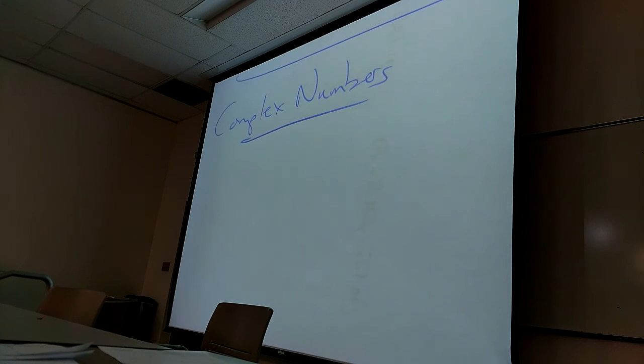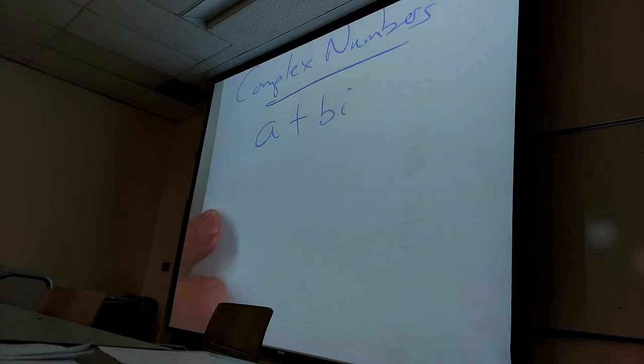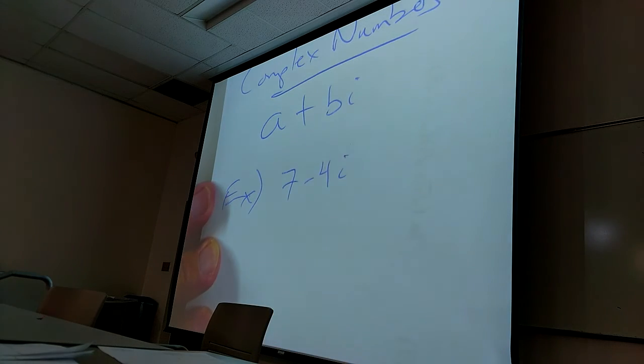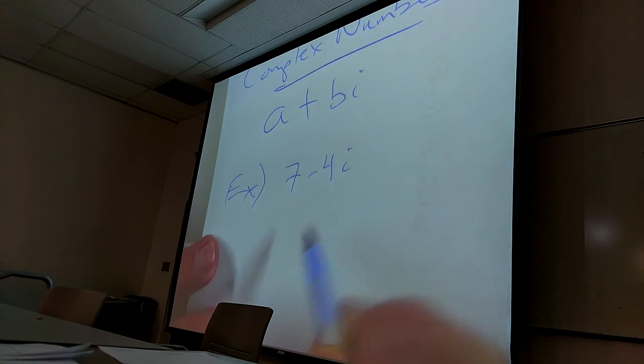So every single complex number looks like this. We've already seen a bunch of complex numbers. In fact, that's the only numbers we've ever worked with. Because they all look like this: a plus bi. So for example, 7 minus 4i is a complex number. What's a? 7. What's b? Negative 4.